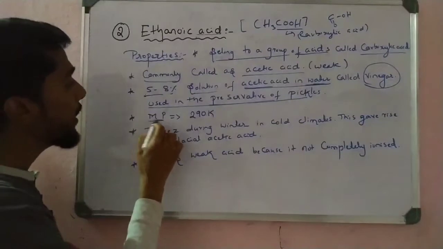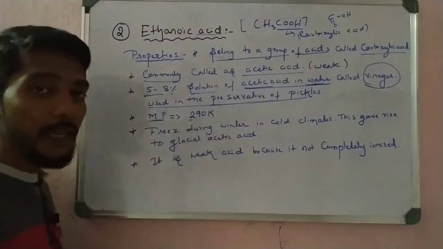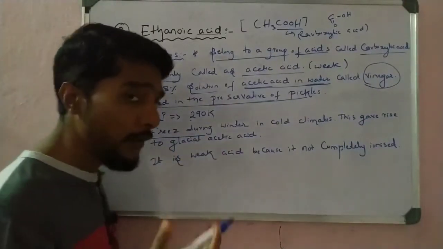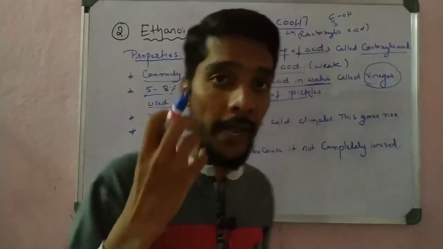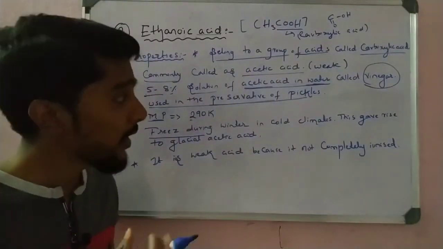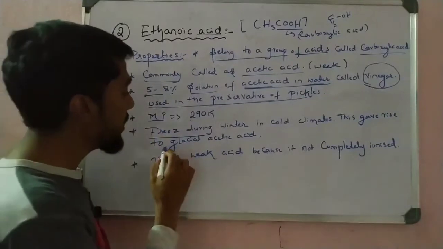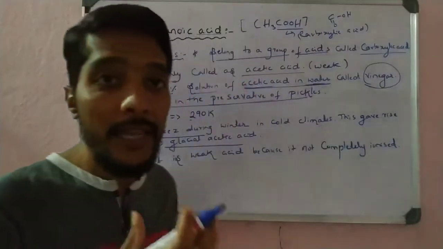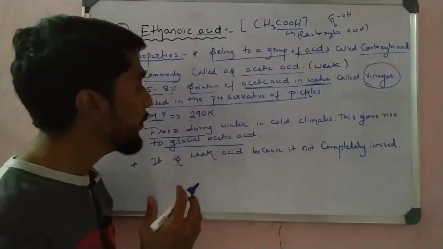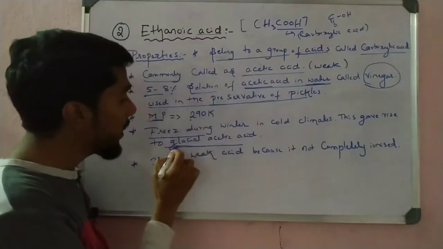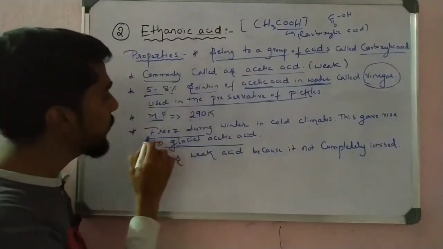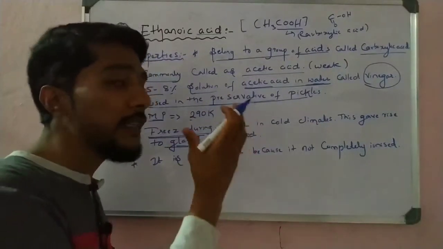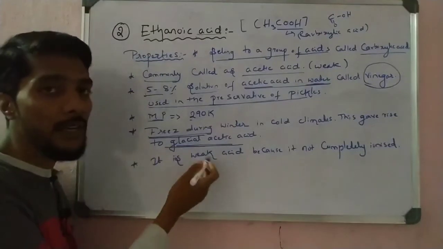Next one is the melting point of ethanoic acid, which is 290 Kelvin. Then it freezes during winter. In the cold winter season, ethanoic acid freezes, and that frozen ethanoic acid is called glacial acetic acid. If acetic acid freezes in the cold climate, the name changes. Then we call it not only acetic acid but glacial acetic acid, in the winter season. The special name is glacial acetic acid.